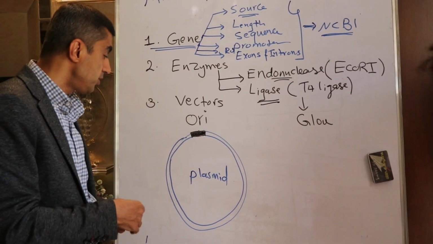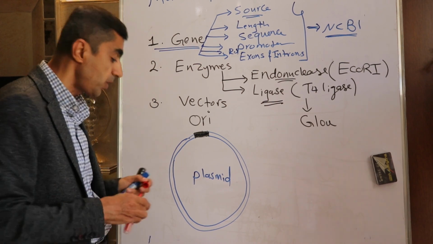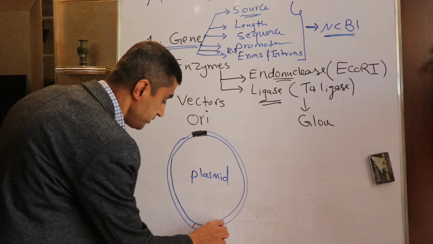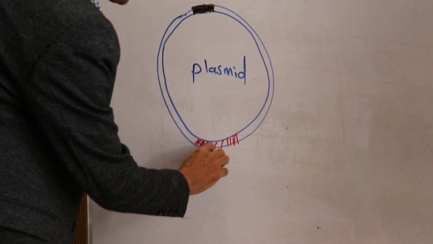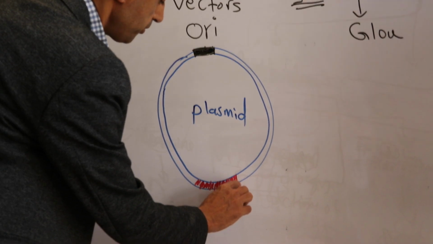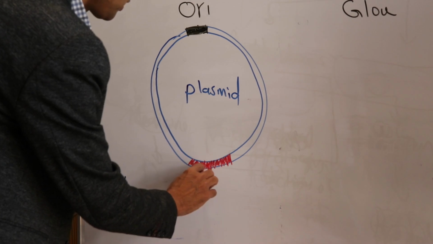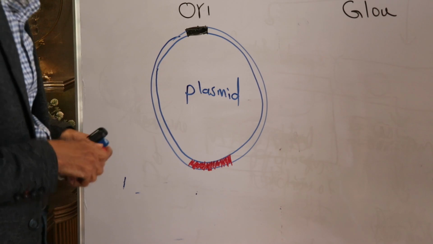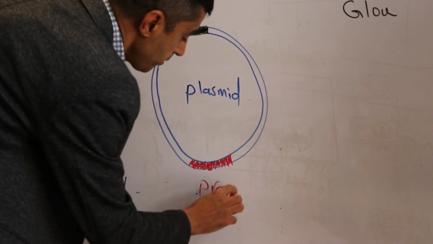The second thing, which is required for gene expression, is called promoters. The polymerase enzyme can recognize the promoter on the plasmid in order to start replication and gene expression. So this is a promoter sequence.